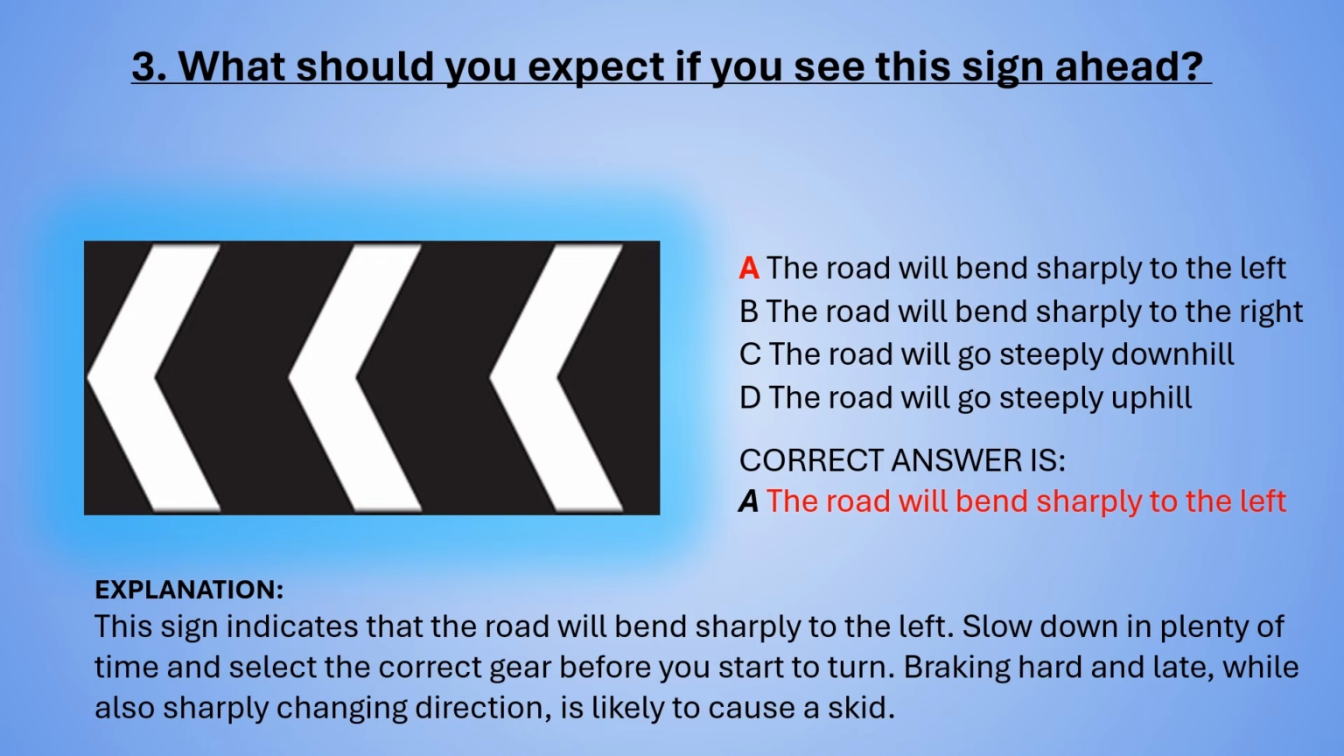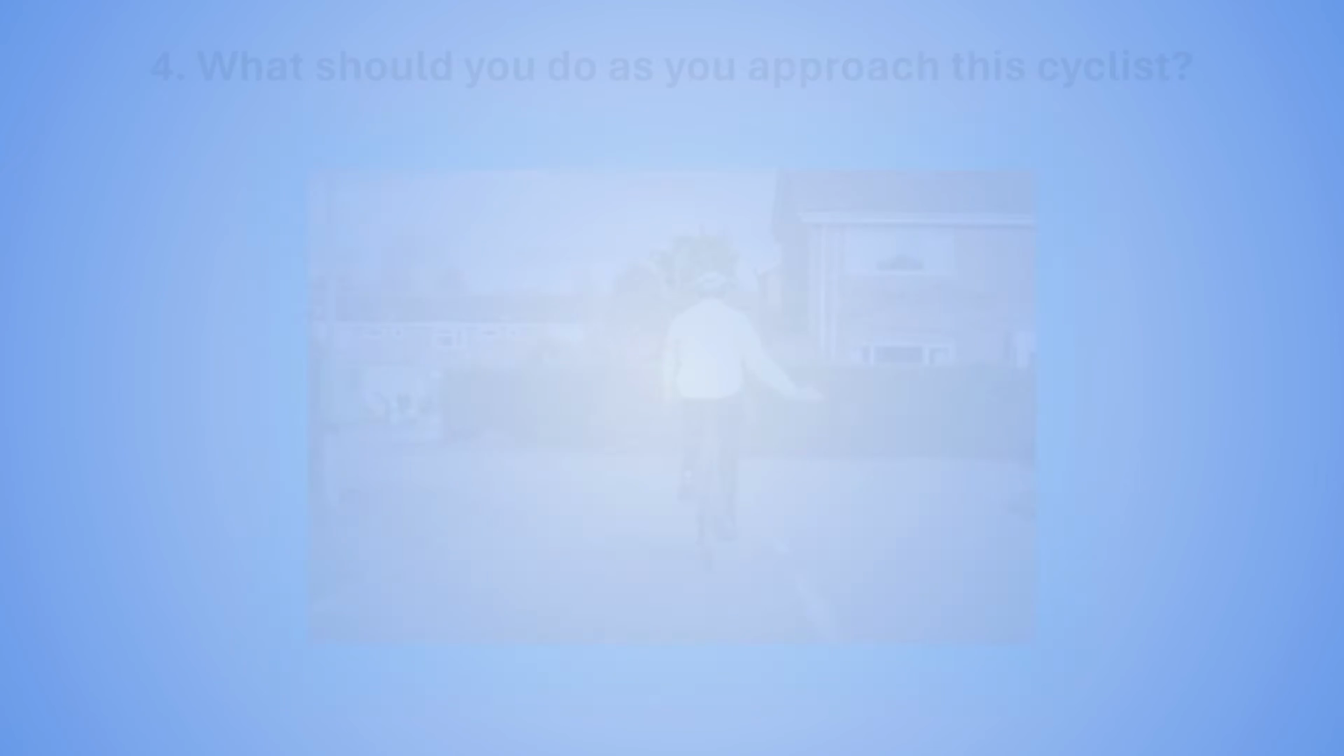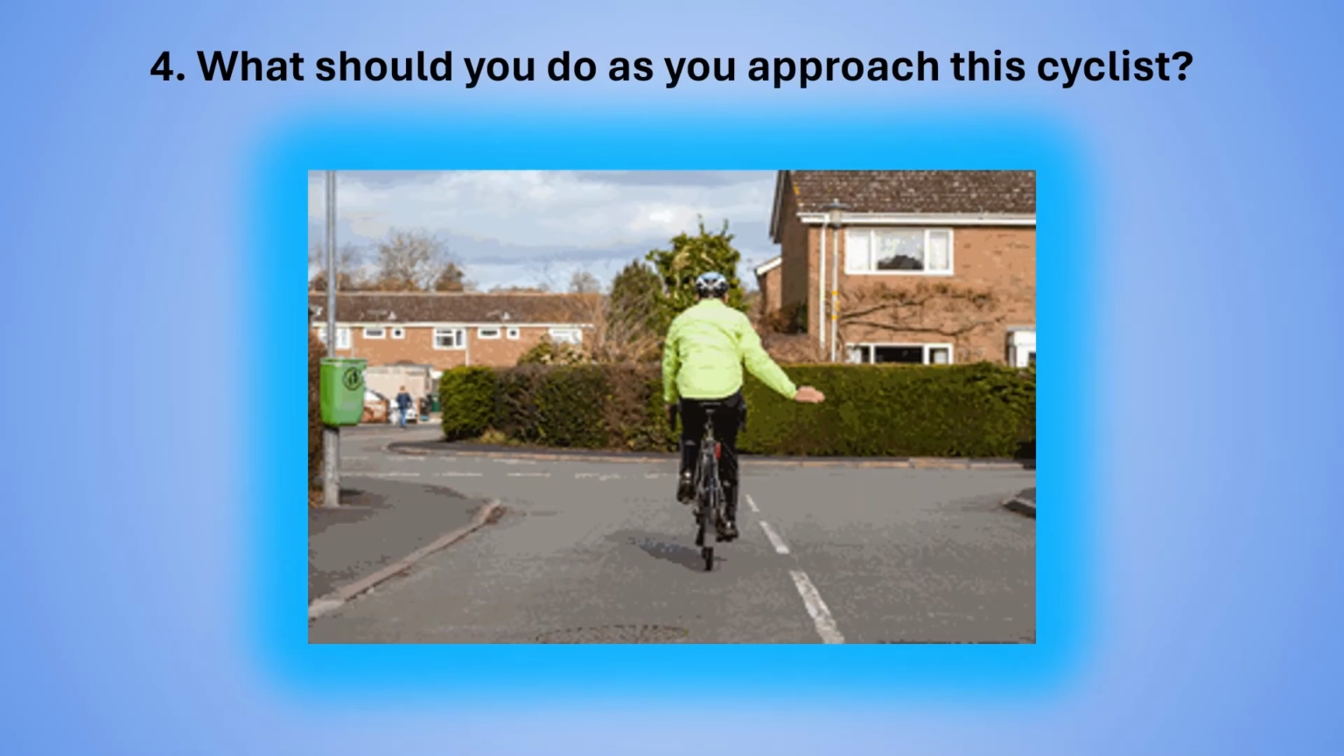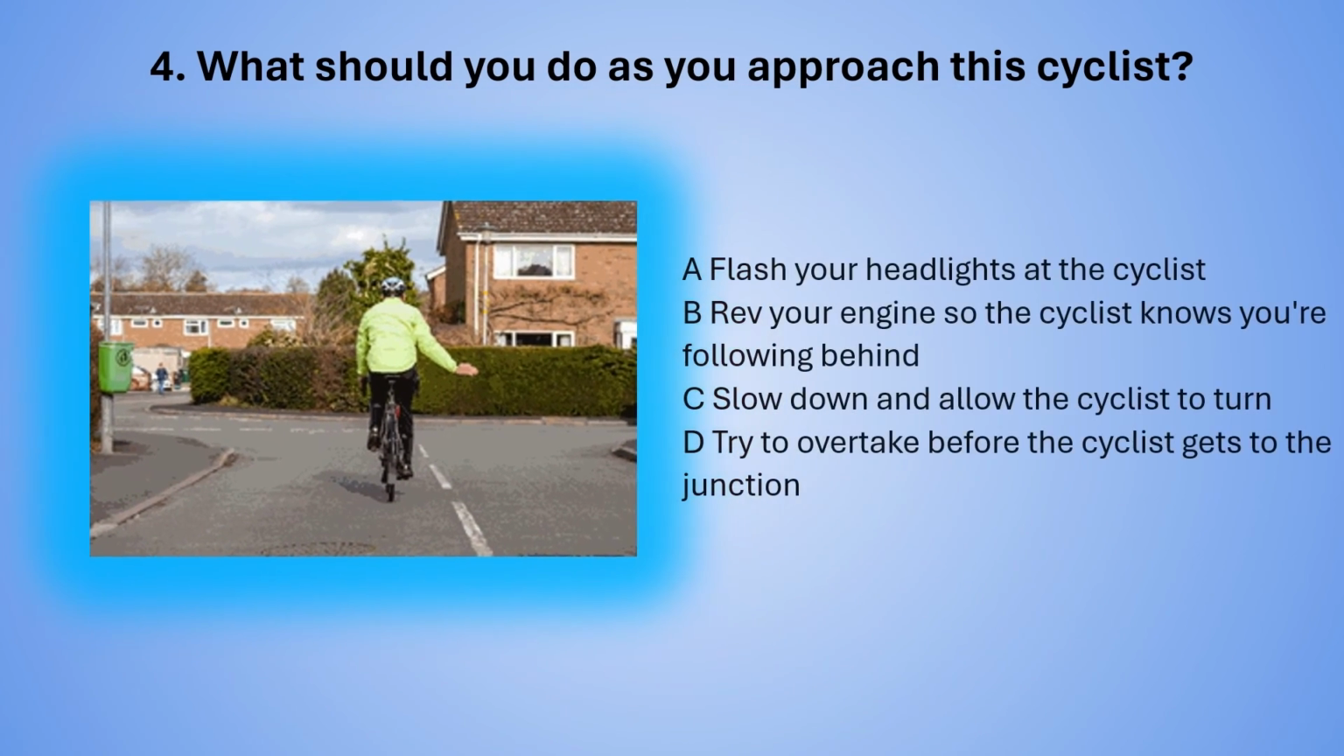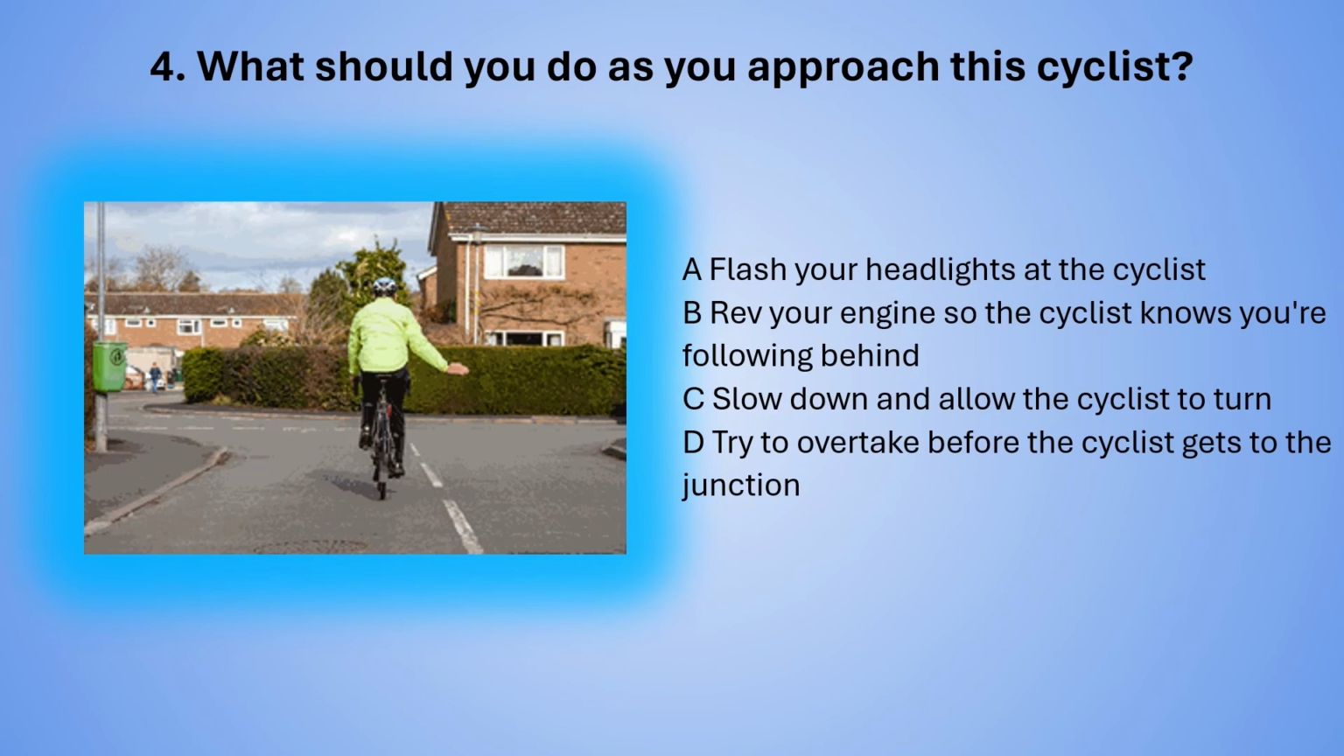Question number 4. What should you do as you approach this cyclist? A. Flash your headlights at the cyclist. B. Rev your engine so the cyclist knows you are following behind. C. Slow down, allowing the cyclist to turn. D. Try and overtake before the cyclist gets to the junction. 5, 4, 3, 2, 1.